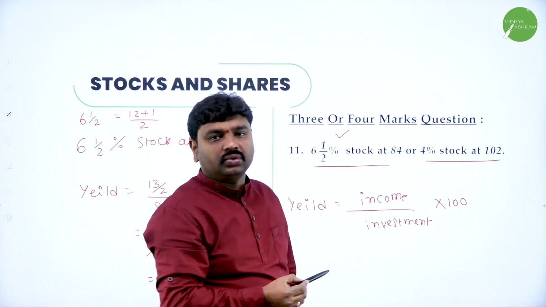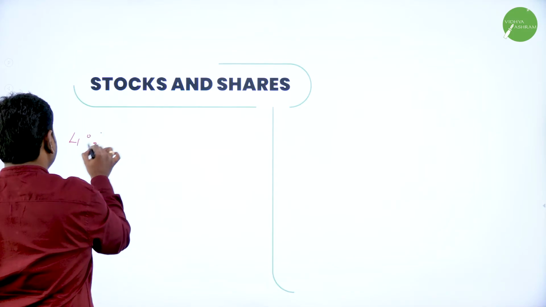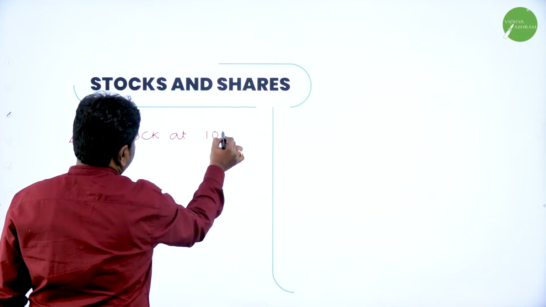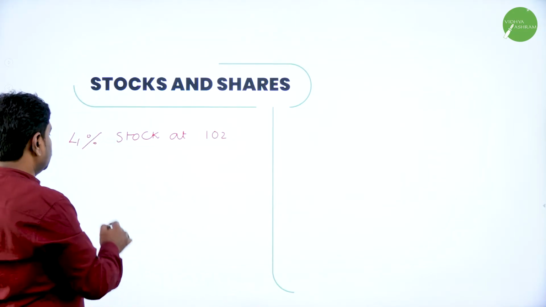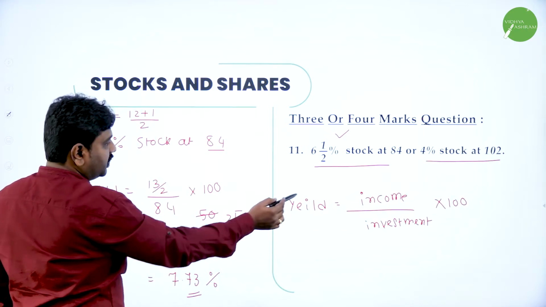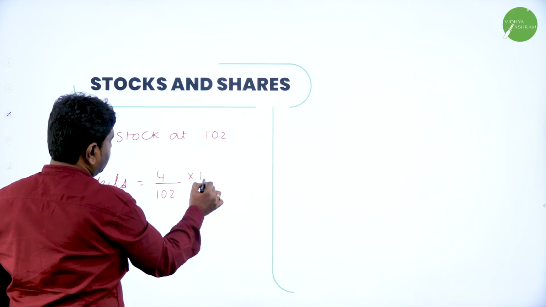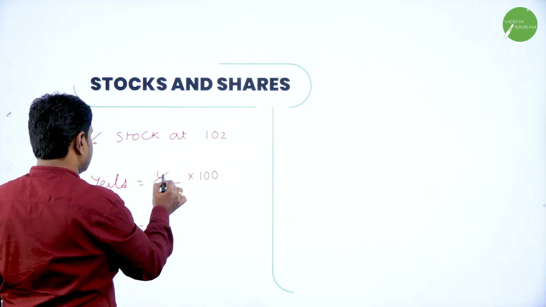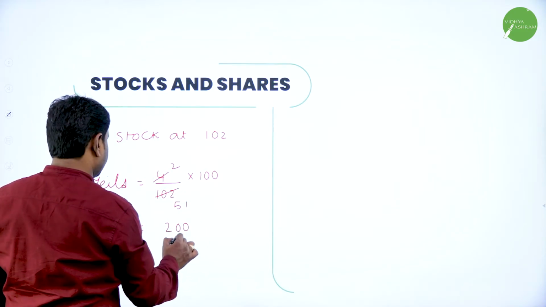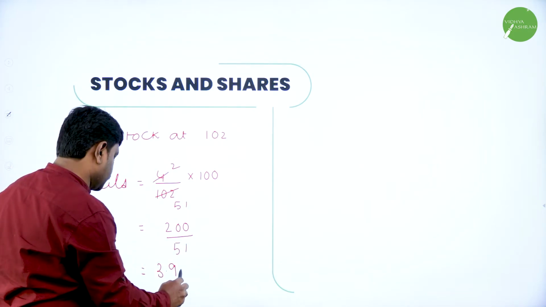4% stock at 102. Now calculate the yield for 4% stock at 102. Yield is equal to what? Income by investment into 100. Income is 4, investment is 102, into 100. Simplify this: 200 divided by 51. Now divide this and you will get 3.92%.